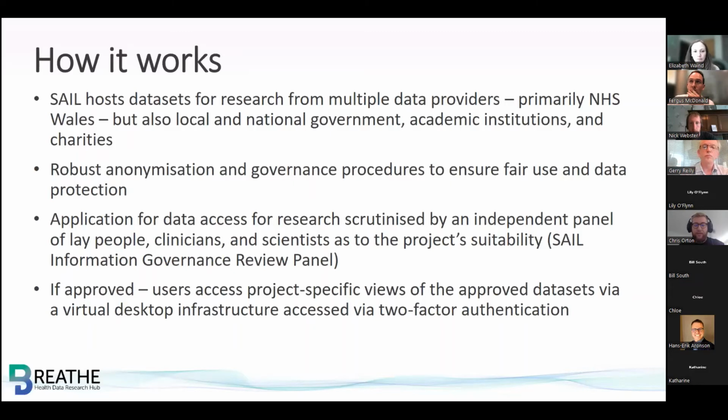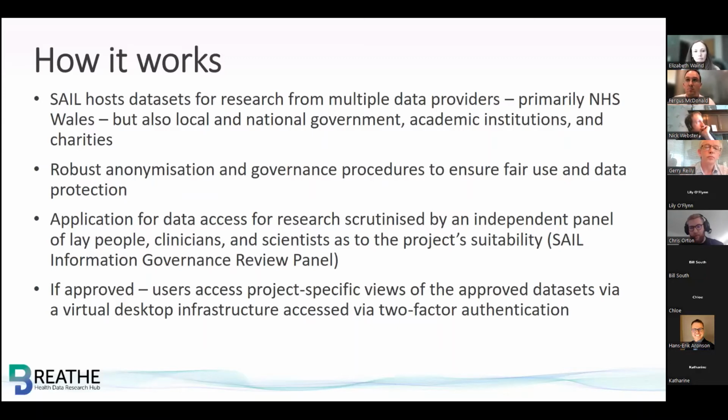And the application process for data is scrutinised by an independent panel who SAIL administer, and that's made up of lay people, clinicians and scientists to act as the final say over how data is used. We also have data sets where the data owner themselves also has to put a final stamp on use cases to ensure everybody's happy with research going ahead.